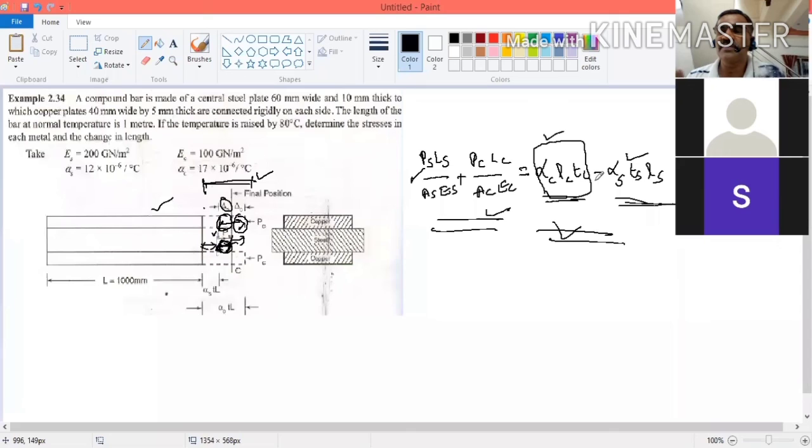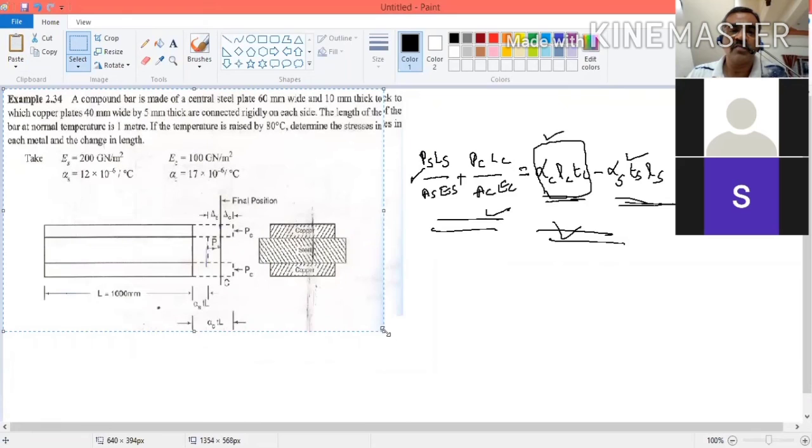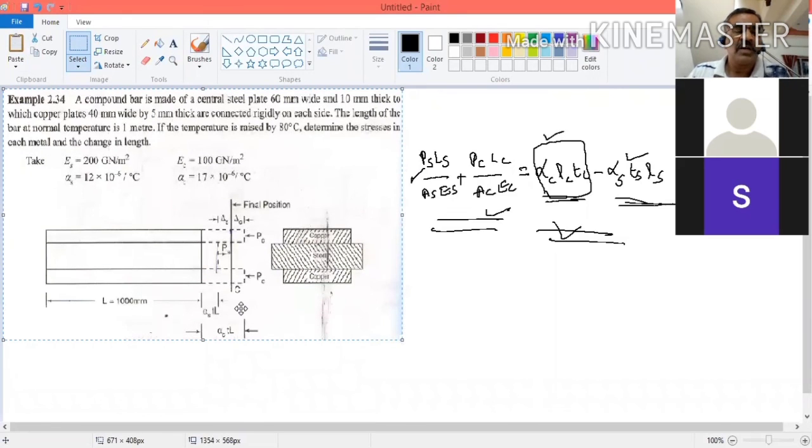In all the problems, you have to form the relation between load as well as deflection. That's all. By just forming the relation, you can solve this problem. Here also the same way. Now we want to find the loads acting in the member.